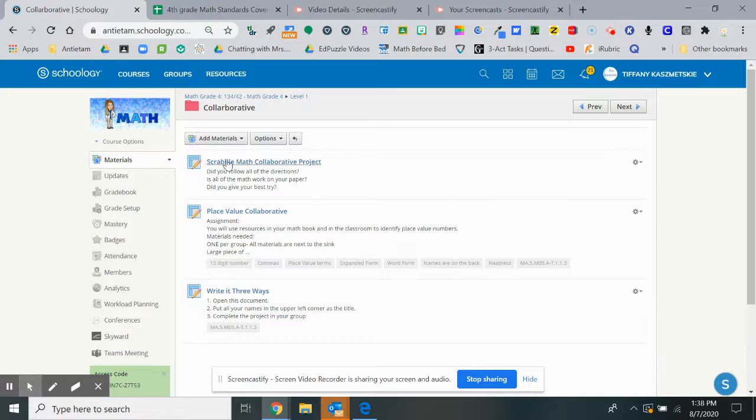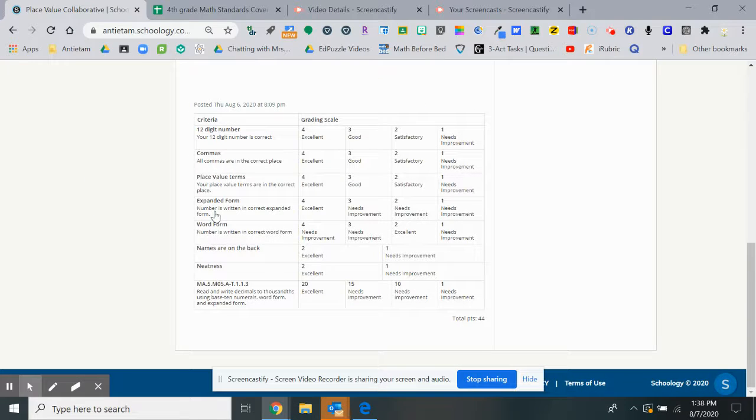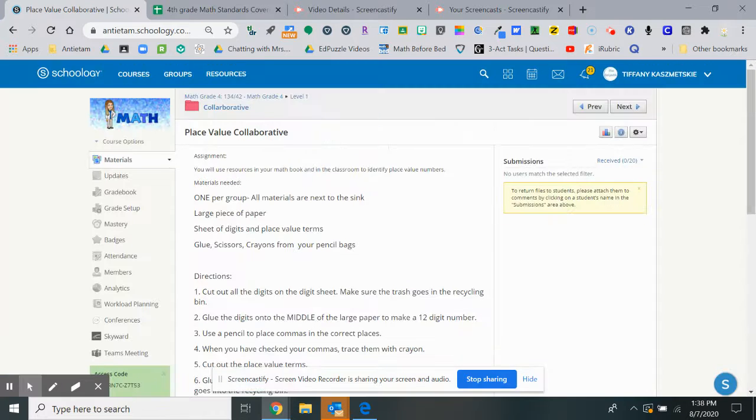The collaborative station, for this chapter, I had 3 different projects. I explained the project at the beginning of the chapter, and then they had to pick which one they wanted to do. So then these would be all of the directions. The assignment is all the directions of what they had to do in order to get the project done, and the rubric that went along with it.